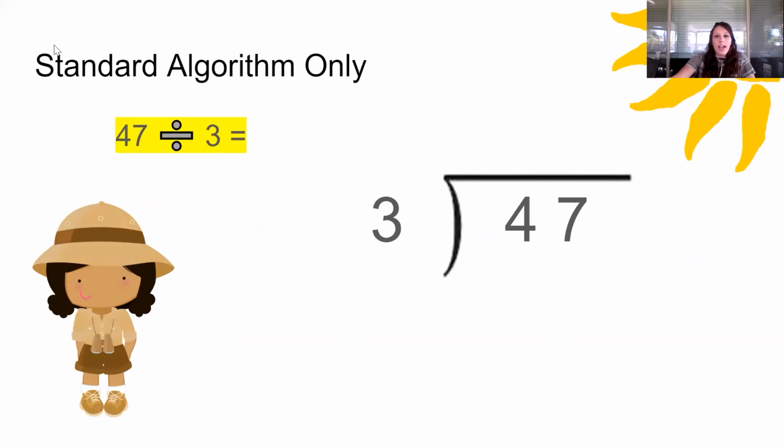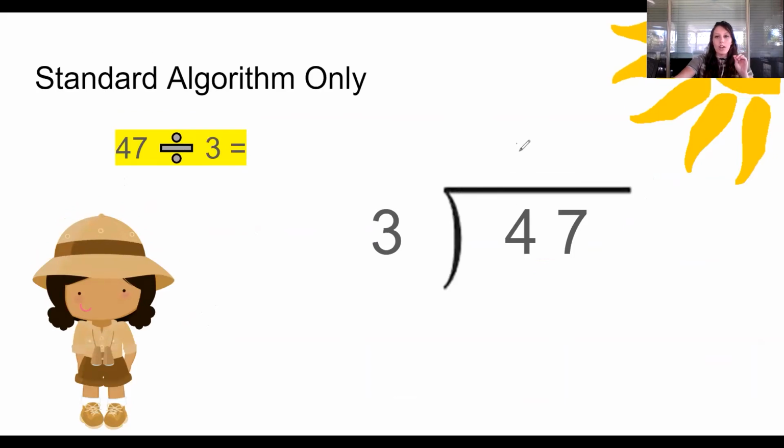So how many times does 3 go into 4? 1 time, right? So I'm going to put a 1 up here. Next, we need to do, what is 3 times 1? 3 times 1 is 3. So if you subtract 3 from the tens place here, 4 minus 3, 1. And then our next step is to bring down that 7. So we're going to bring down 7.